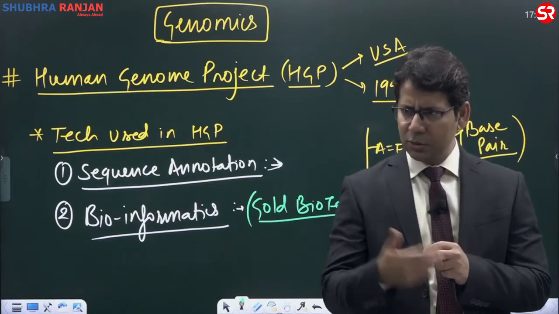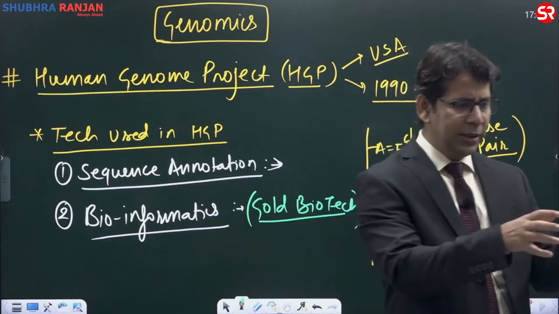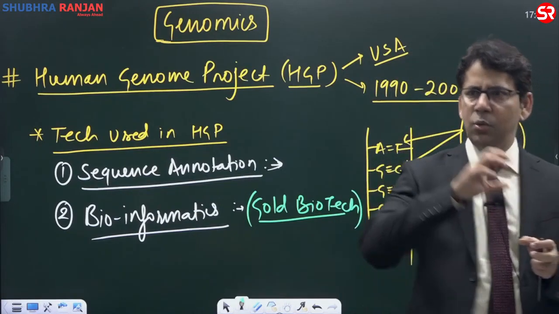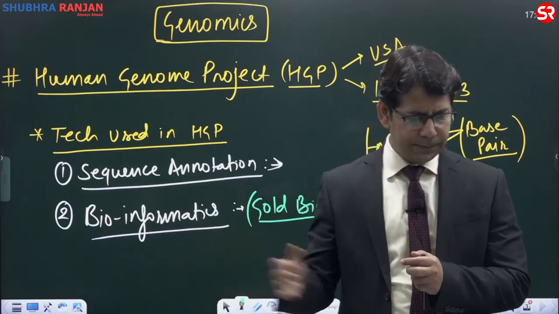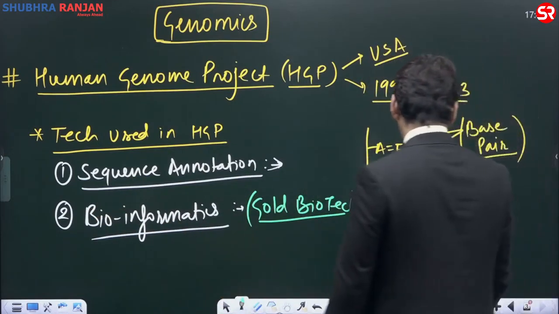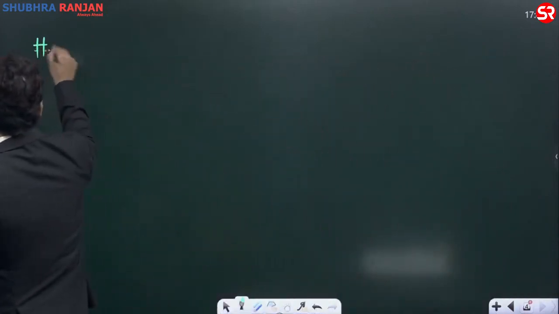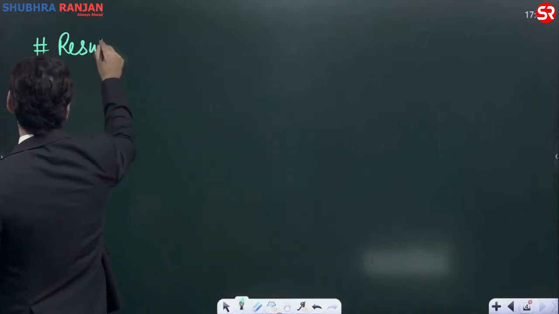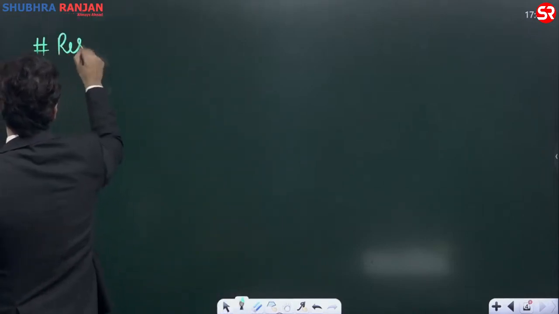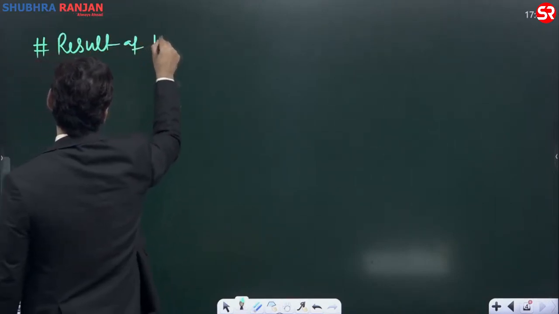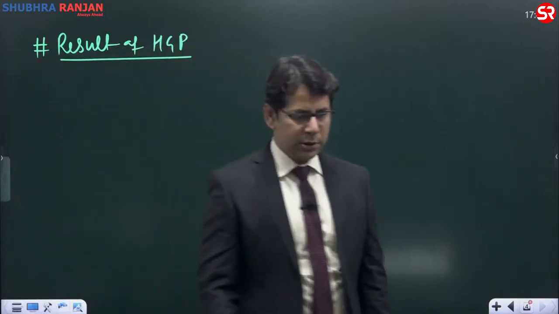We will study how this has been used. So two things have been used over there: to read sequence annotation, and to store and analyze, bioinformatics. Right? Now we are coming to another thing, that is the result of HGP. What did we get from HGP? Result of Human Genome Project.